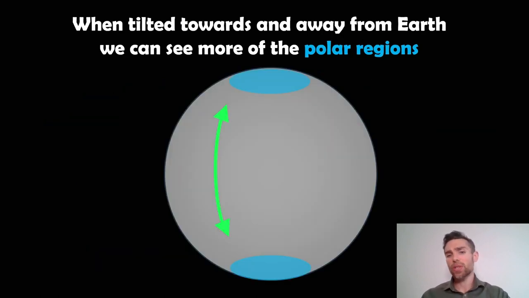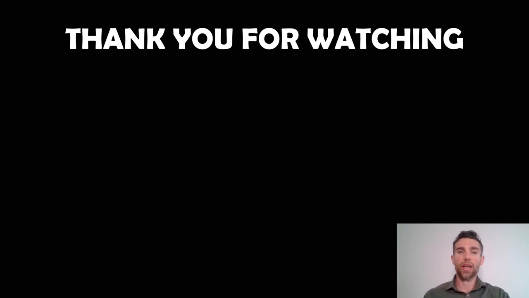So tilting away from us and towards us, we get to see more of those polar regions like that there. And overall, there's parts around the disk that we get to see that we wouldn't normally see because it causes that rocking.